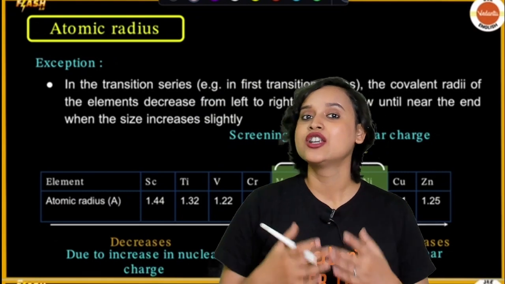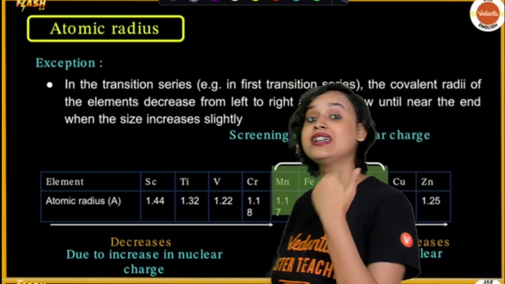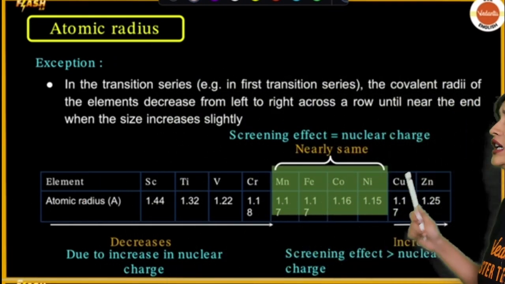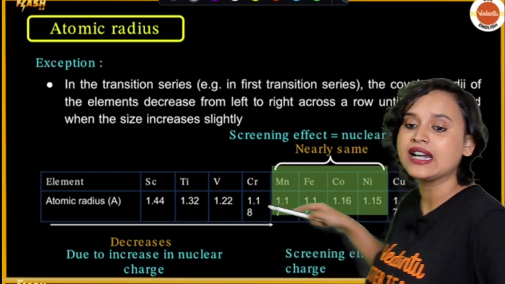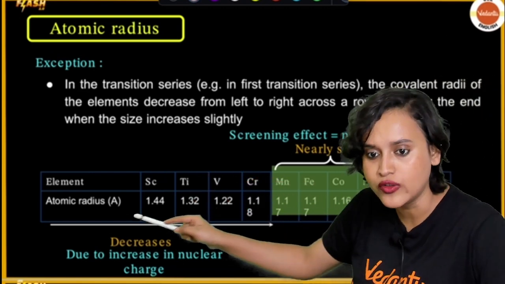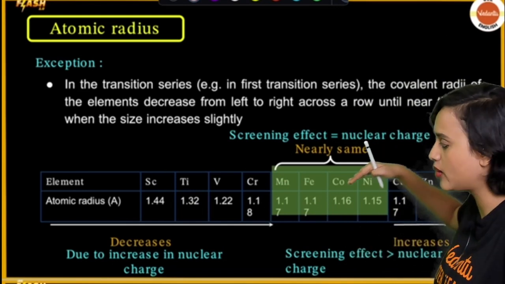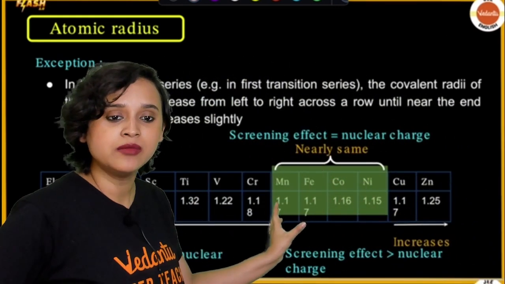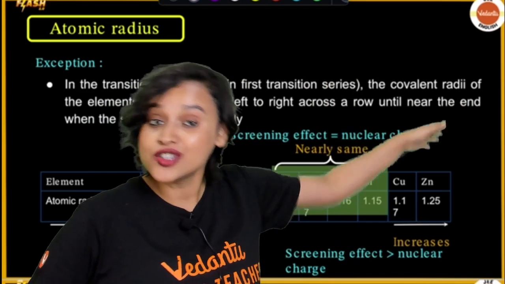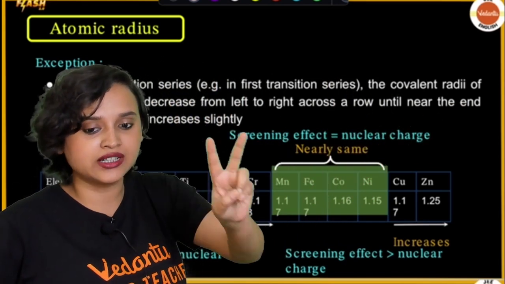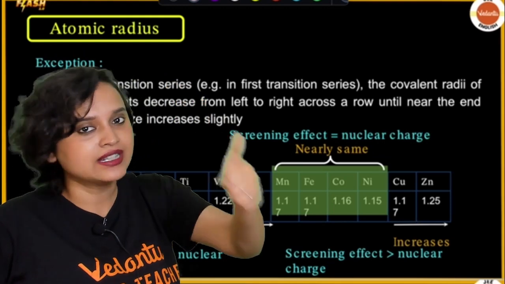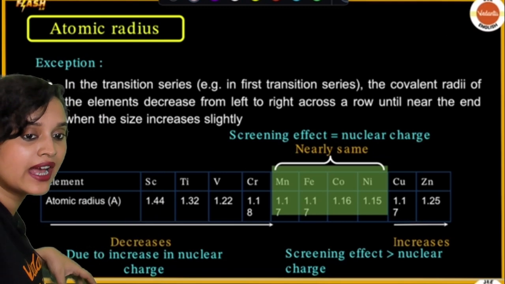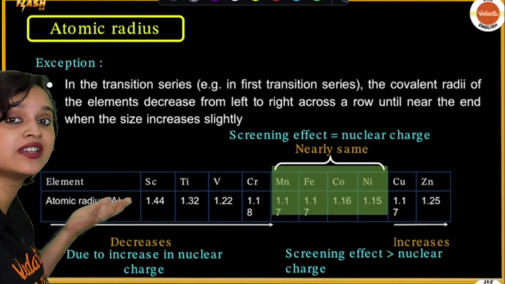Now we want to see a decrease in the size as we move from left to right, but we do not see that in the case of the first transition series, that is from scandium to zinc. When we move, we see that initially the atomic radii decrease, then it remains constant for some time, and then it increases again. Because atomic radii depends on two factors, one, screening effect, second, nuclear charge. So initially it is decreasing because of the increase in nuclear charge.